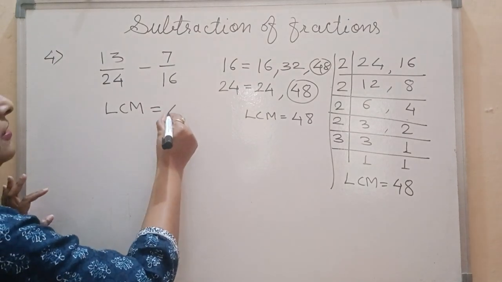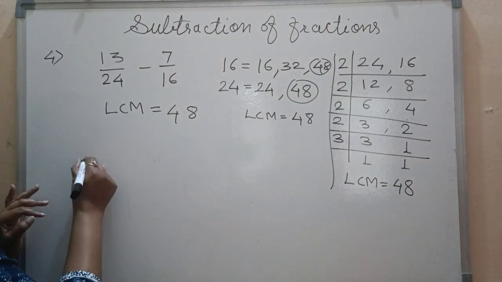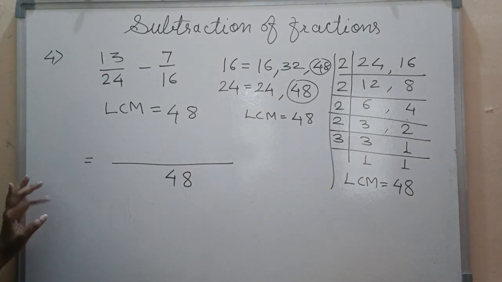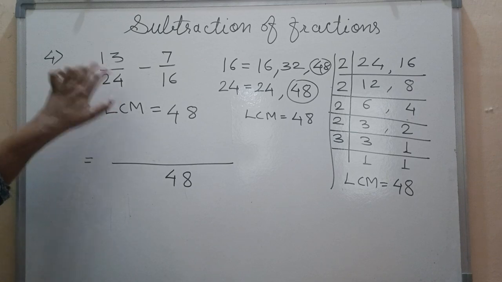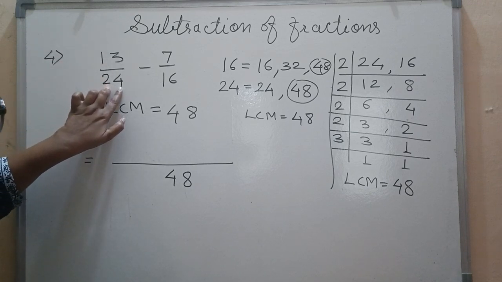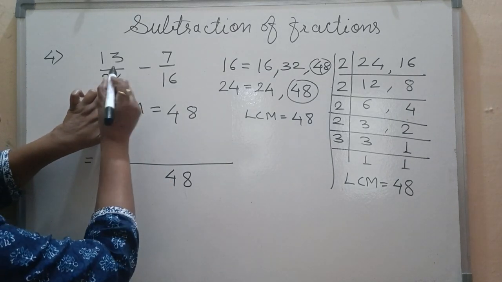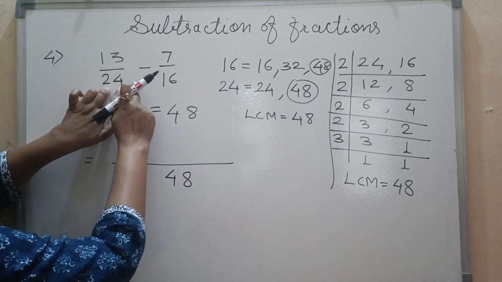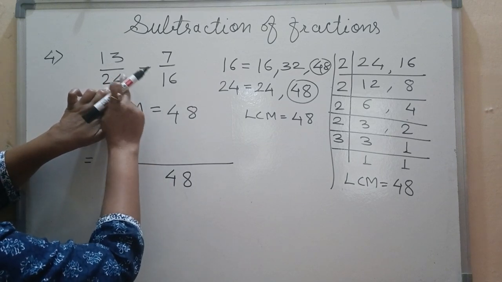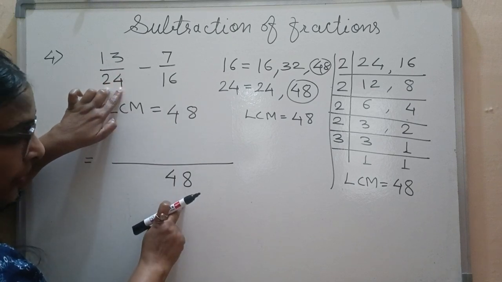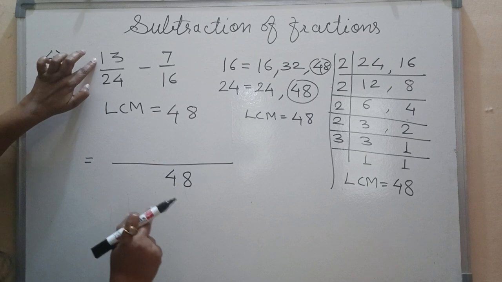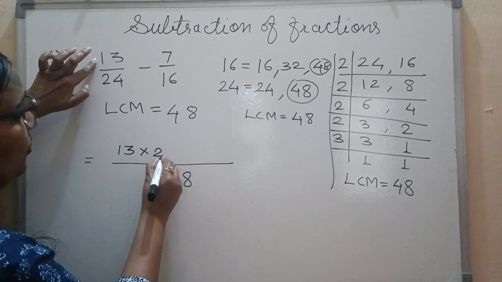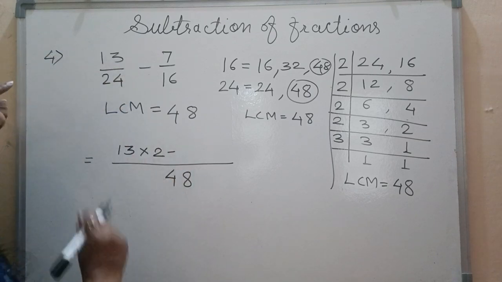Now here you got LCM 48. Now how can you solve? First I am writing the LCM in denominator. It is 48. Now the first fraction, 13 by 24. By which number are you multiplying 24 to get 48? 24 twos are 48, that means you are multiplying by 2 to get 48 in denominator. So you will multiply in numerator also by 2 only. So I will write 13 into 2. Middle sign minus.